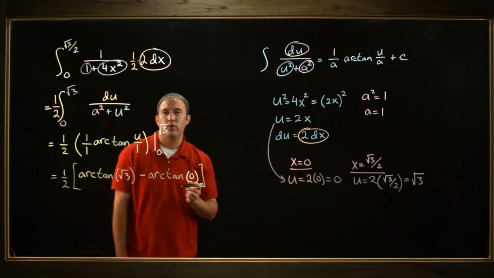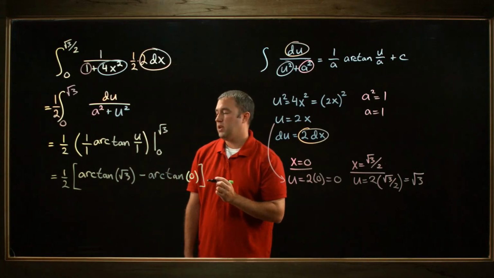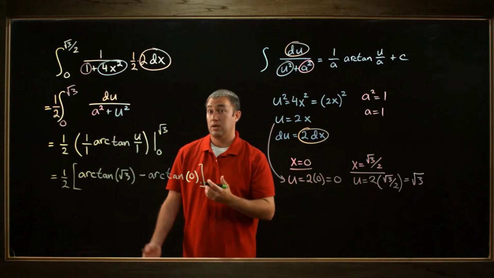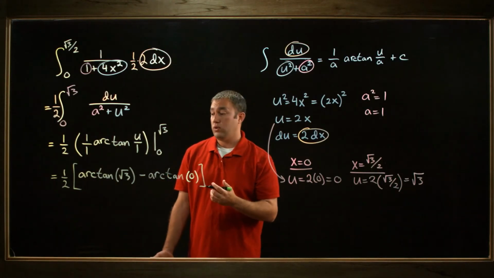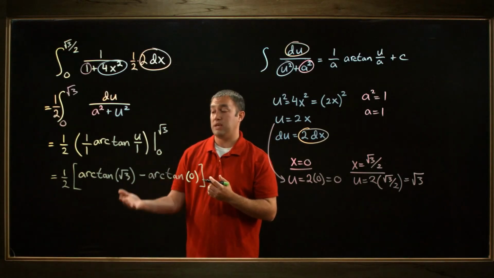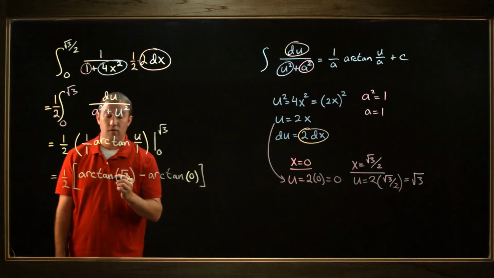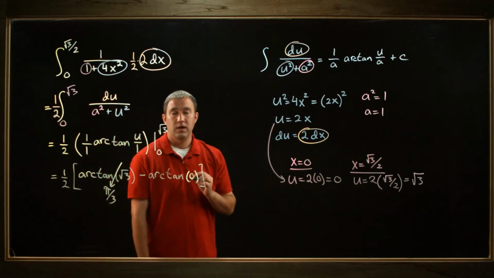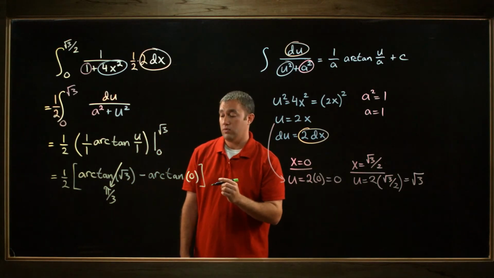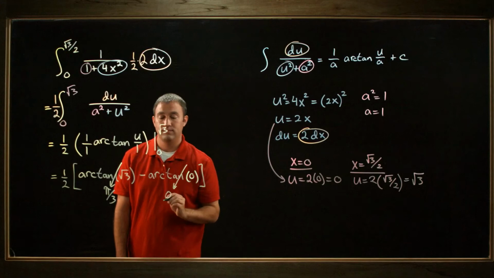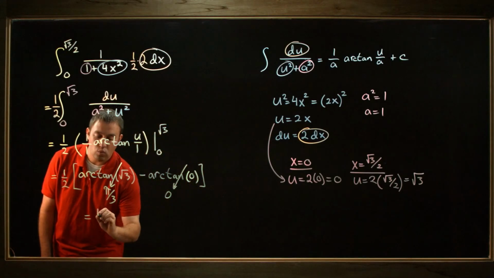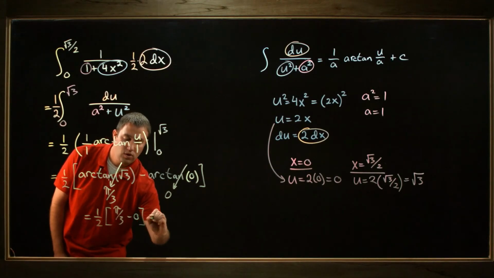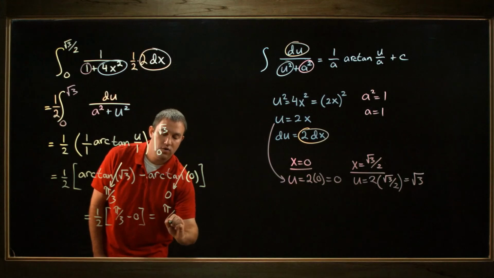Well, I've got to know what arctangent of square root of 3 is and what arctangent of 0 is. Let's remember what that means. Arctangent of square root of 3 means tangent of something equals square root of 3. Well, the value defined for arctangent that gives me a square root of 3, tangent of pi over 3 equals square root of 3. Similarly, tangent of what gives me 0? Well, tangent of 0 gives me 0. So my final answer is 1/2 times pi over 3 minus 0, or if you like, pi over 6.